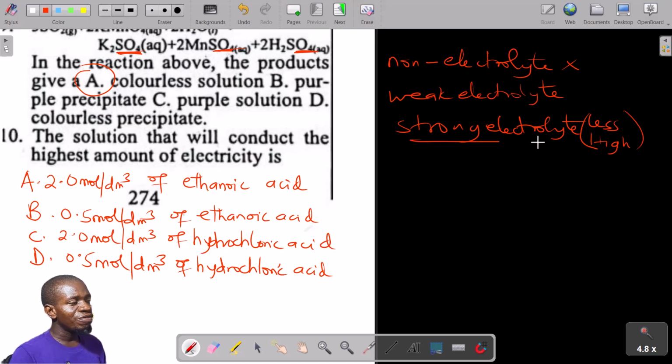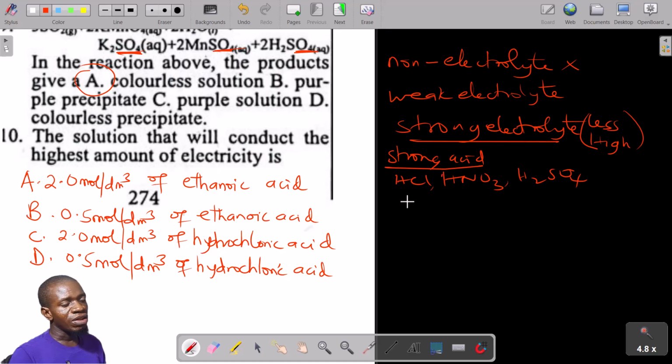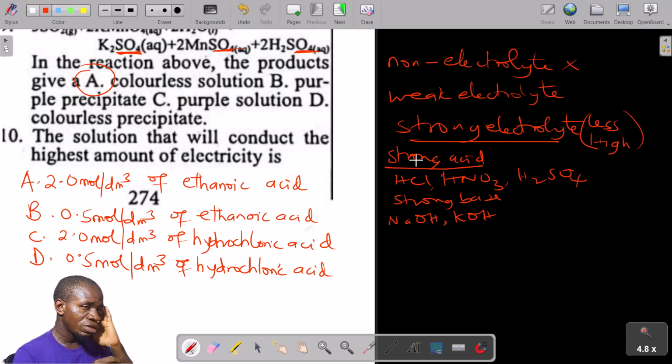Now you might be wondering which of them will give you strong electrolytes. I covered strong electrolytes in my previous video, which I've already uploaded. If you have not watched it, please go and watch my electrolysis video, where I mentioned the strong electrolytes. They come from the strong acids, which are only three in number: HCl, HNO3, and H2SO4. Then another one is your strong bases, which are sodium hydroxide and potassium hydroxide. The last of it all is the soluble ionic salts.